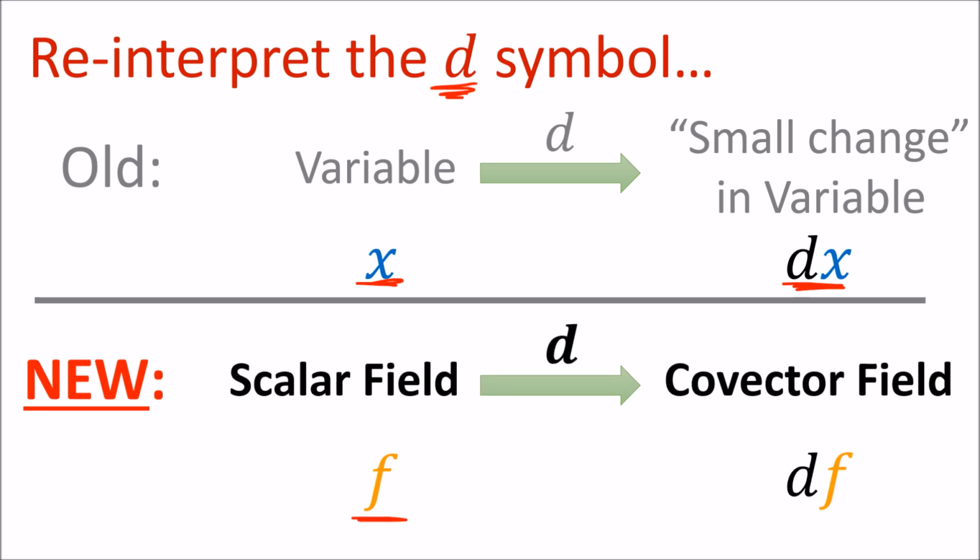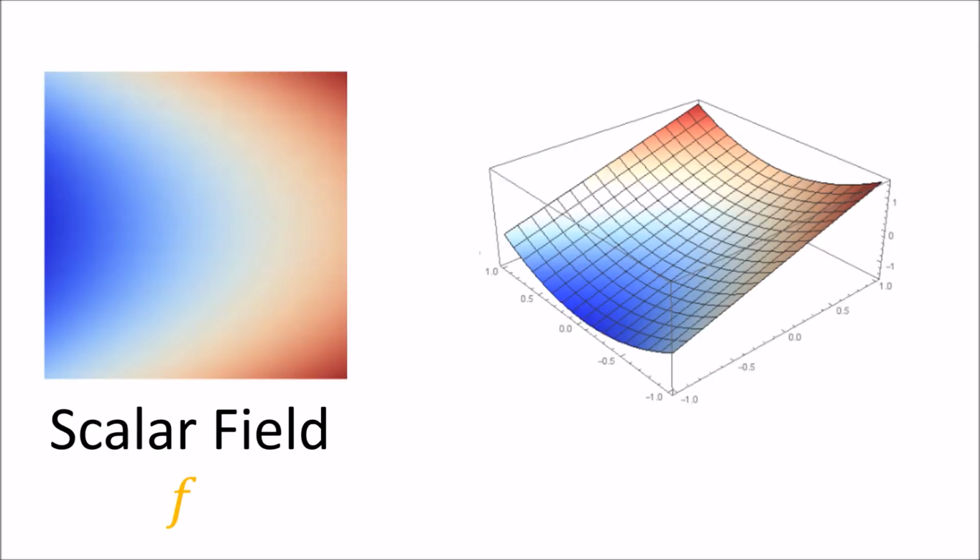So a scalar field f is just a space where a scalar is assigned to every point in space, and a covector field df is just a space where a covector is assigned to every point in space. So how does this d operator turn a scalar field into a covector field? Well, if we have this scalar field here with a scalar defined at every point, and by the way, this color scheme is a bit like temperature where red is hot and positive and blue is cold and negative.